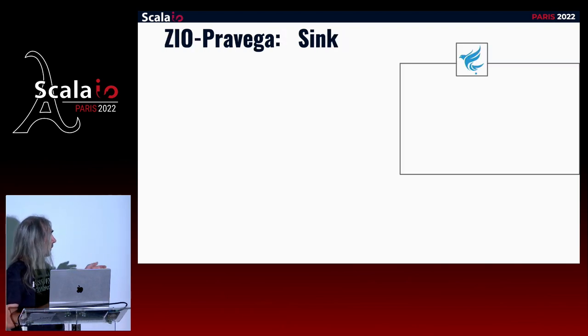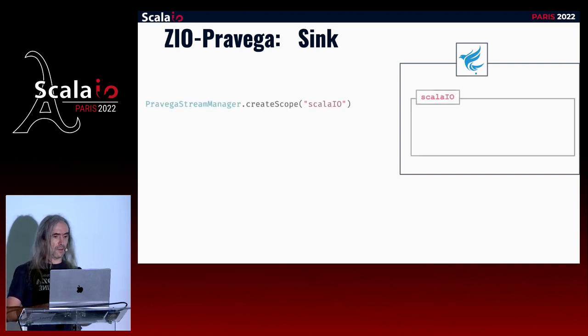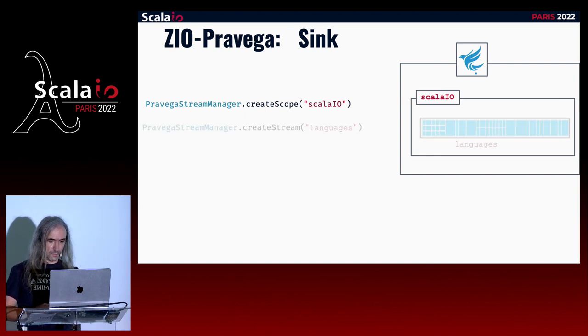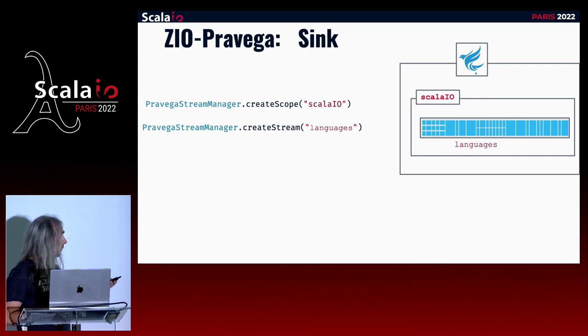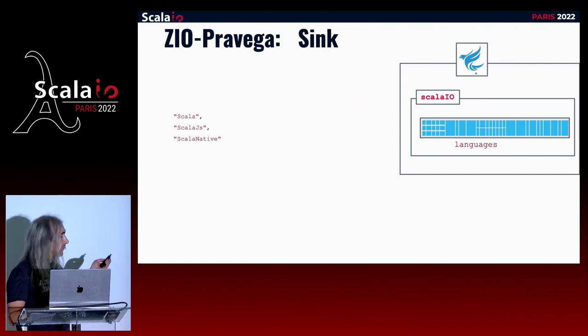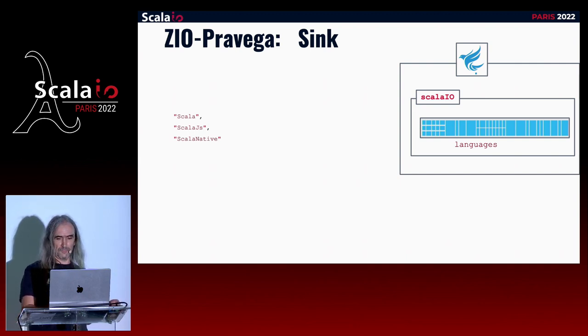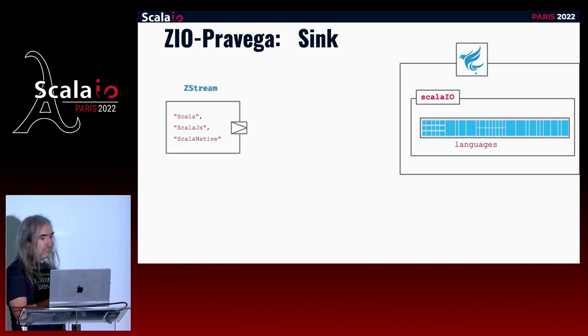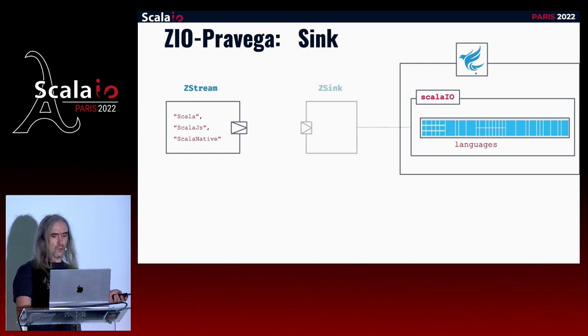So, from the start, I have an empty Pravega cluster. I can create a namespace to put something into. I will call in the same way create stream to add a topic for languages. And now I want to put some strings in the topic. Not very hard. ZIO Stream will provide some easy hard coded stream for the demo. I will instantiate a stream connected to the stream, and just connect the two, and it will be done.